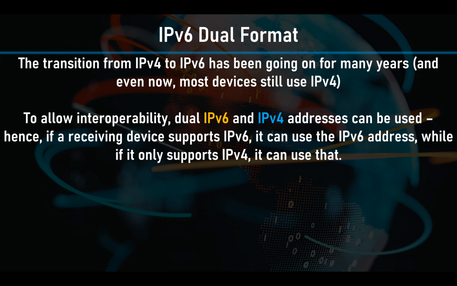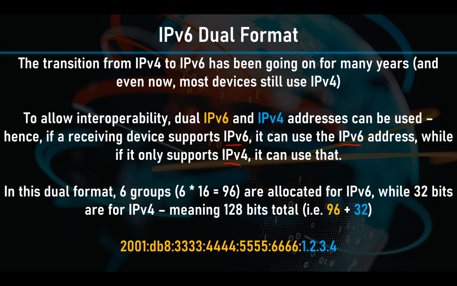So the reason for this is, if a receiving device does support IP version 6, then it can use the IP version 6 portion. While if it's some old hardware that only supports IP version 4, then it can still use that. It's not going to get confused. It's not going to not know what to do with this new IP version 6 address.